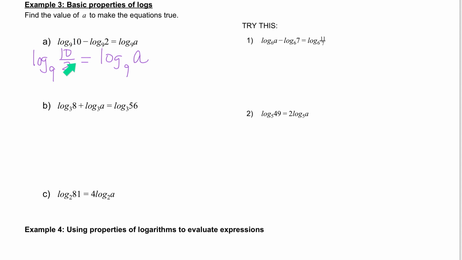So if we have the log base 9 of 10 over 2 equal to the log base 9 of A, A is going to have to be 10 over 2 or 5. So we know that A is equal to 5.